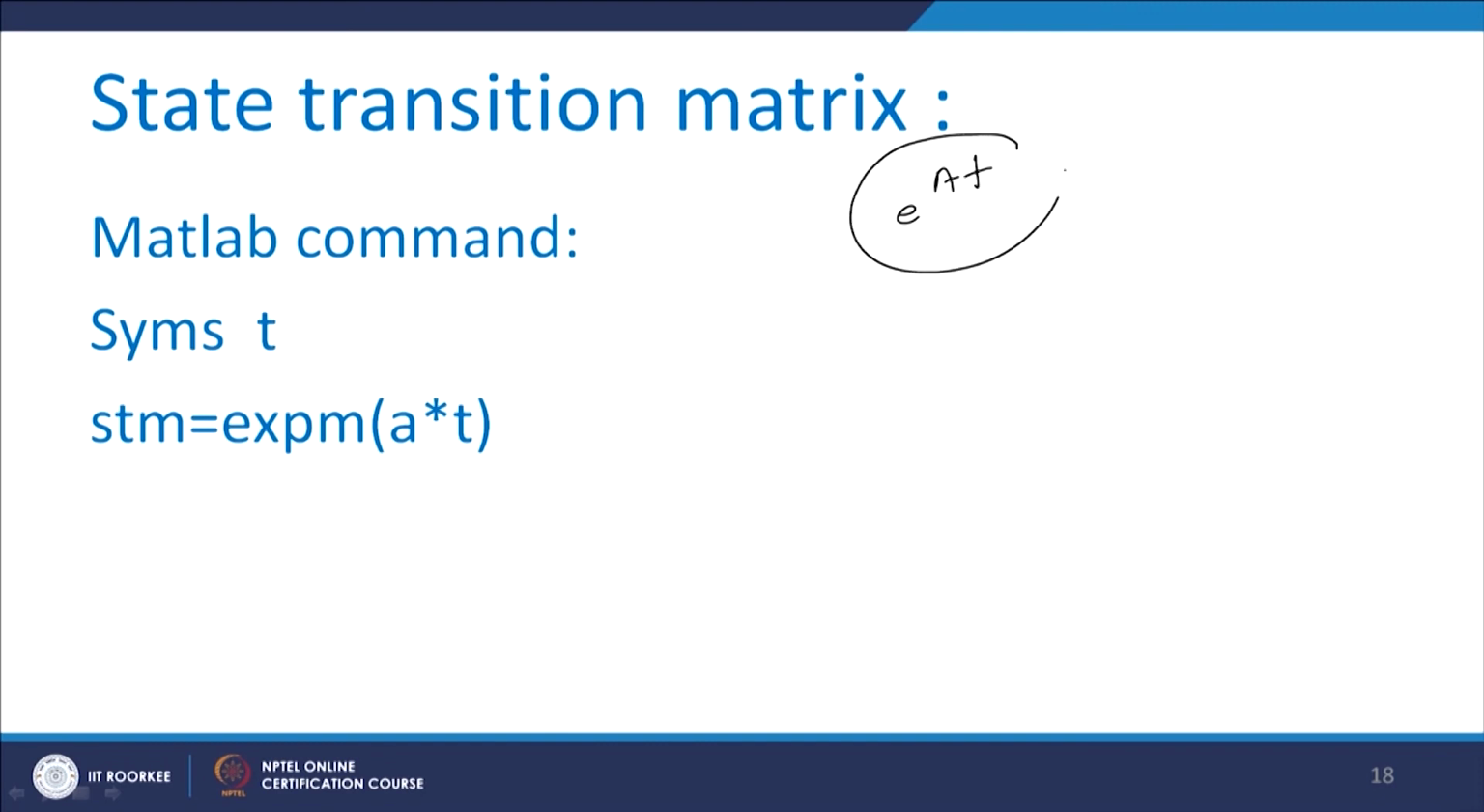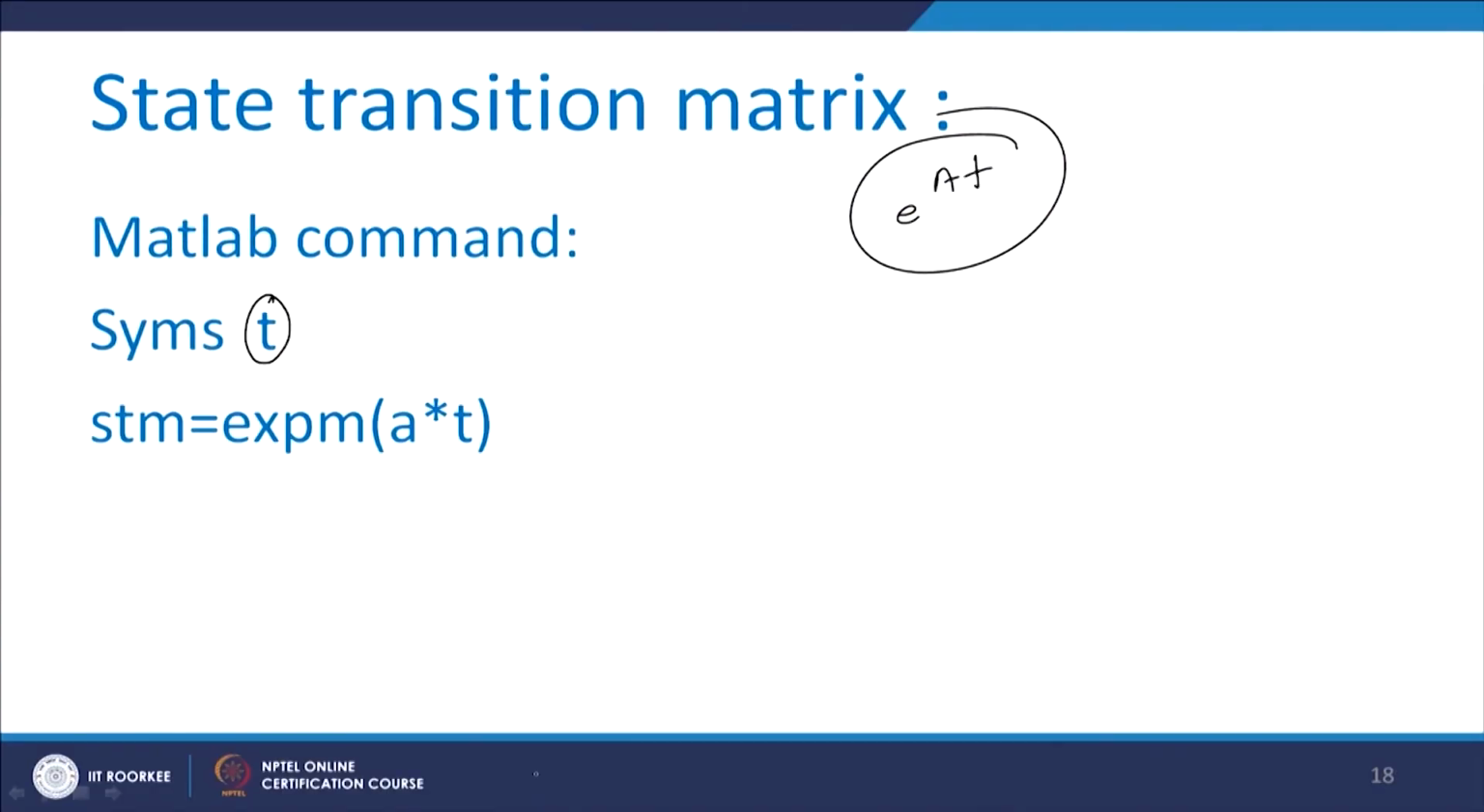Now about the state transition matrix, that is e raised to At. We have seen the different methods to get it: the power series method, the Laplace transform approach, the diagonalization method, and also the Cayley-Hamilton theorem. The aim of all these methods is to get the state transition matrix. But calculation-wise it is quite difficult, and if you increase the order, it is more difficult. Therefore, we have MATLAB, where within a single command you can get the state transition matrix.